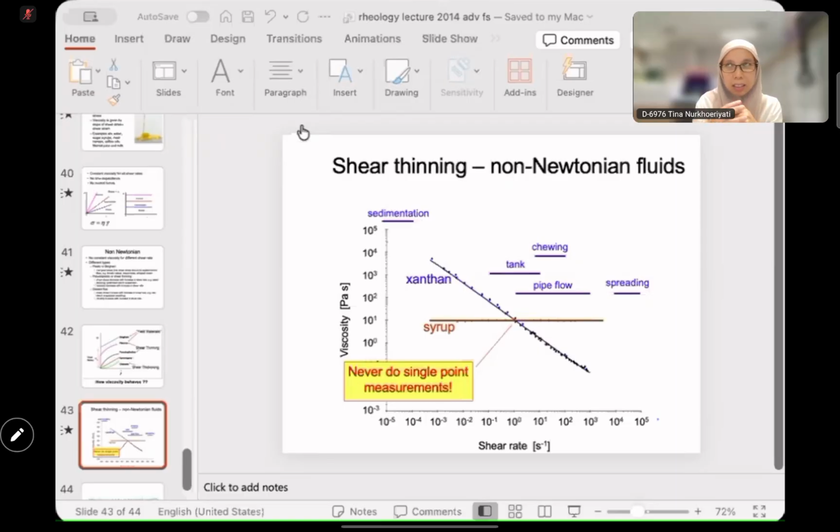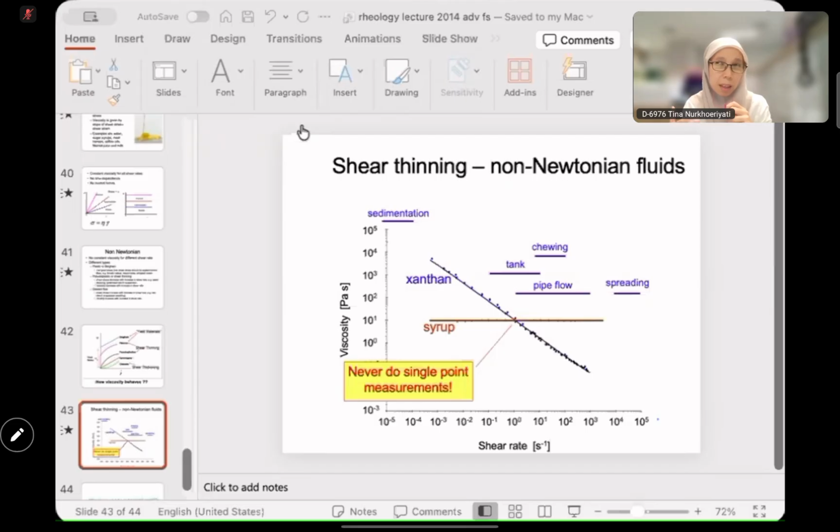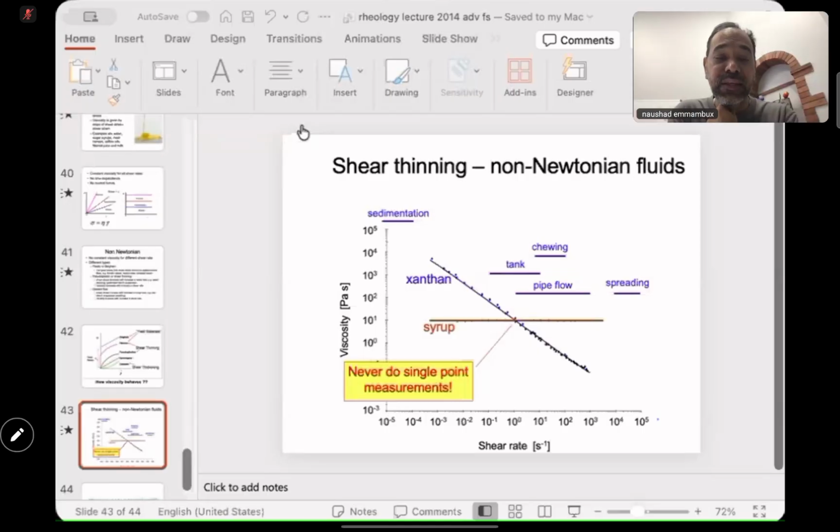I have a student who is doing her thesis on mayonnaise. She wants to develop a low fat mayonnaise by substituting some of the oil with fiber. But the rheology, the consistency, is quite different when we reduce a lot of oil, so it's quite challenging. I think this is very important.